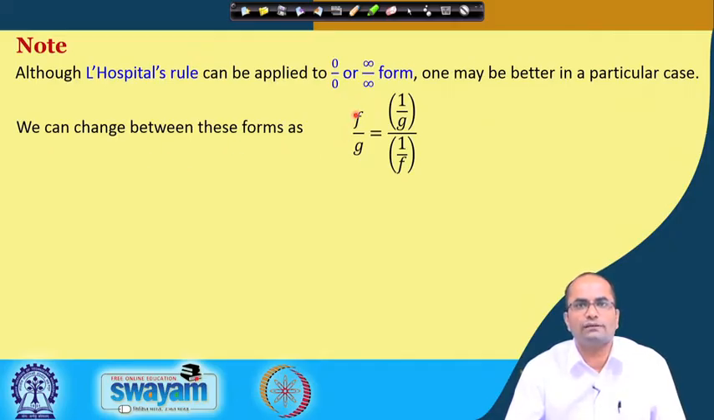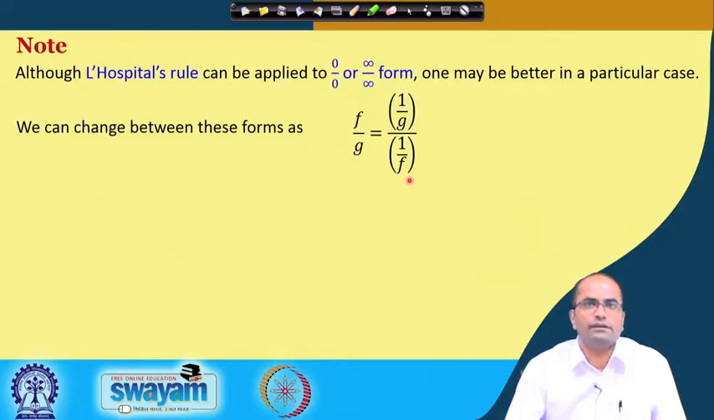For example, if f over g is of the form 0 by 0, then we can rewrite it as 1 over g divided by 1 over f. In this case, if f and g both go to 0, here we have the infinity by infinity form. Or the other way around, if f and g both go to infinity, then 1 over g divided by 1 over f will have the form 0 by 0. So, we can interchange these two forms, 0 by 0 and infinity by infinity, depending on the convenience of the derivative.